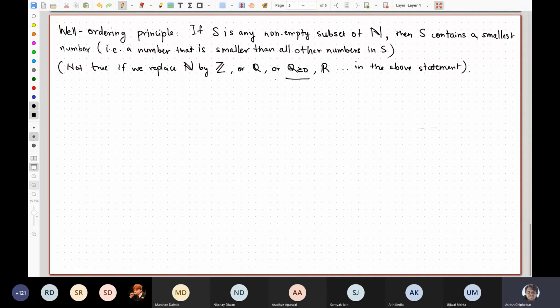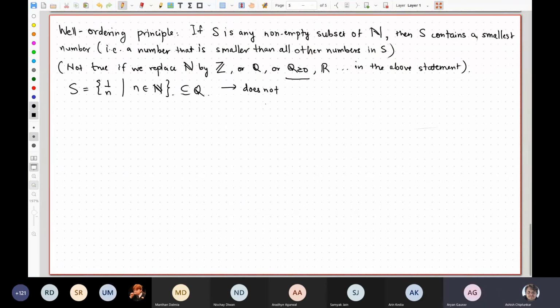Okay, Aryan, good. Look at this set of numbers. I am not talking about Q, sorry. Look at this S. S is the set of 1 over n such that n is a natural number. So this is a subset of rational numbers. This is non-empty, because 1 is in this set. But what is the smallest element in this set? So this does not have a smallest element.